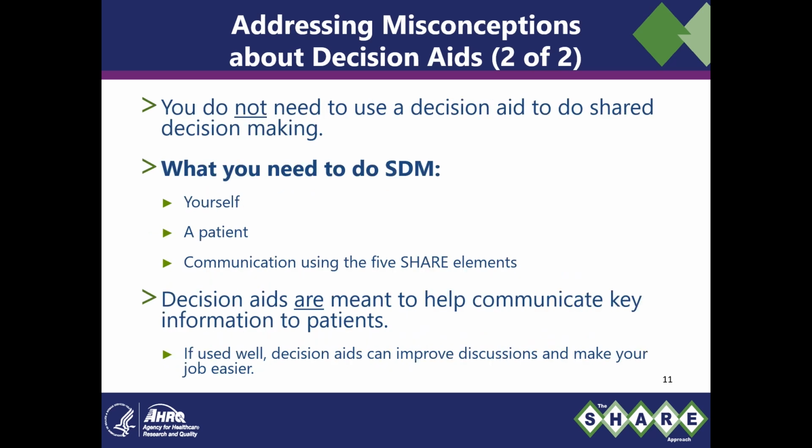A final misconception about decision aids is that you need a decision aid in order to do shared decision-making. In fact, you don't need to use a decision aid to do shared decision-making. Instead, what you need is yourself, a patient, and communication using the 5 share elements.